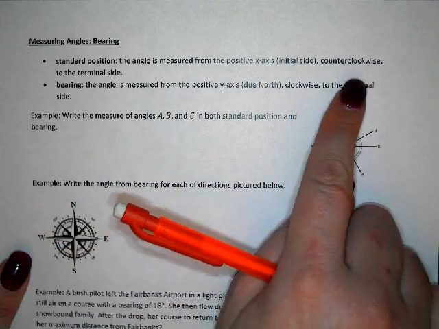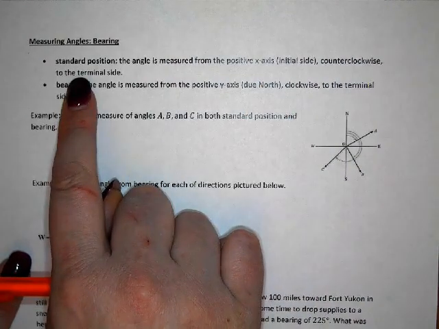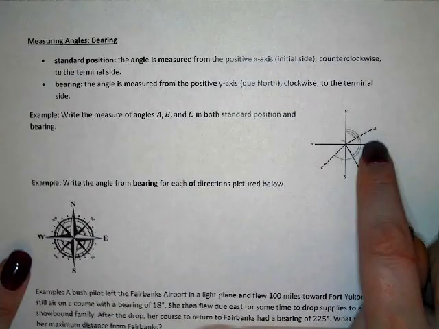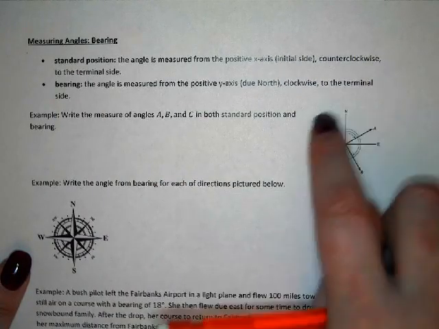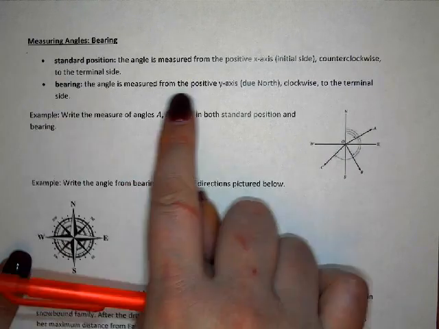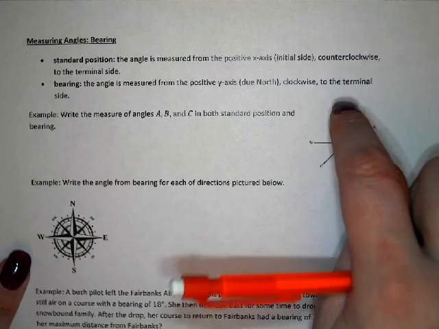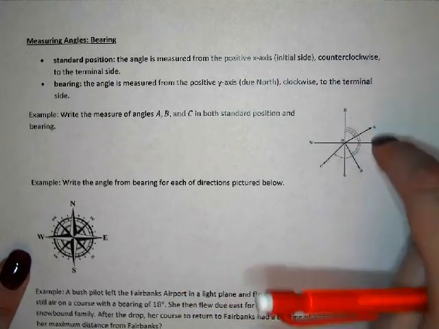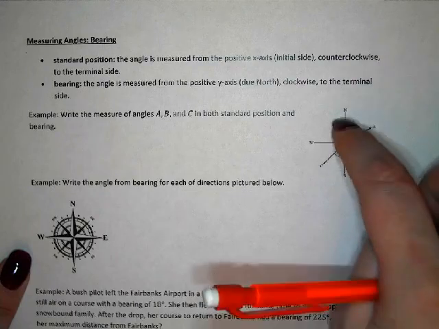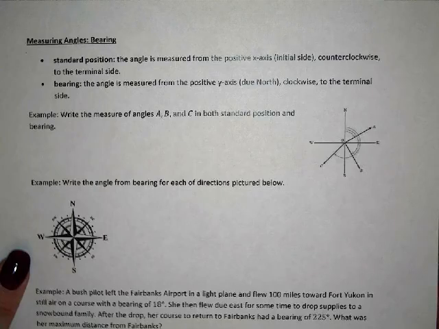Bearing is where you measure an angle and you start from the positive y-axis. You start from due north, and then you measure clockwise. This is compass measurements. This is how they would measure if you are flying an airplane, or if you are hiking, probably, or if you're in a boat. Okay, so those are how you measure angles if you're doing something that's not math related, basically.